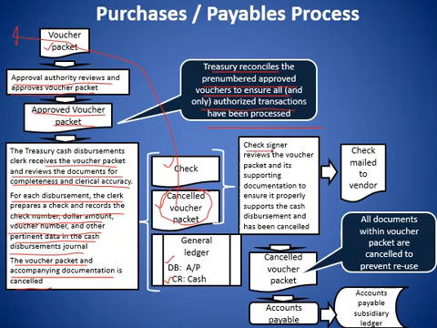Now the check signer, who signs the checks, up to this time the checks have been prepared but they haven't been signed. The check signer reviews the voucher packet and its supporting documentation to ensure that it properly supports the cash disbursements and the voucher packet's been canceled. If that's the case, then the check signer signs a check and it mails. The check signer then causes the check to be mailed to the vendor. The canceled voucher packet then goes to accounts payable, where we remove the amount of payables from the accounts payable subsidiary ledger.